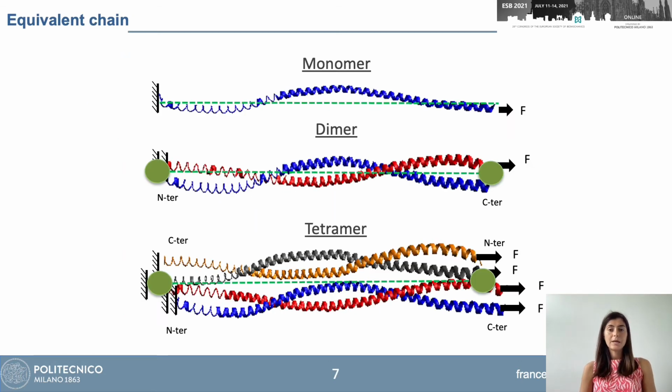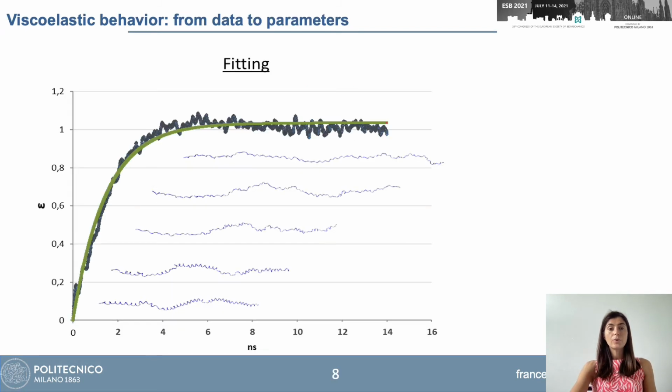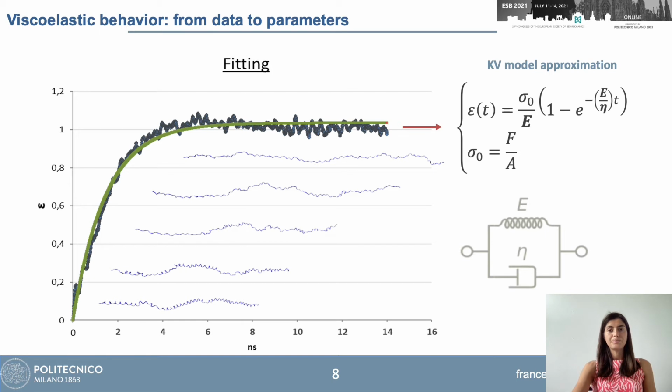To make the monomer, the dimer, and the tetramer configuration all comparable to each other, during the elaboration phase, I reduced all the configurations to an equivalent single chain. In particular, first of all, I extracted the average coordinates of the fixed atoms and the average coordinates of the stirred atoms here reported in green. Then, the equivalent chain was extracted to connect the green points. For each configuration, I calculated the equivalent chain elongation over the simulating time. Then, fitting the data with Kelvin-Voigt equation, I extracted the Young's modulus and the viscosity coefficient for each condition.